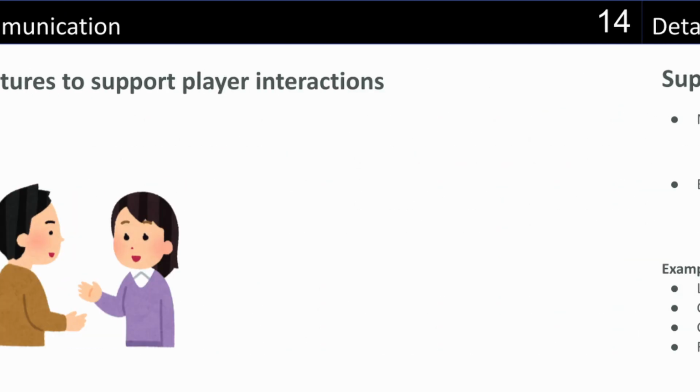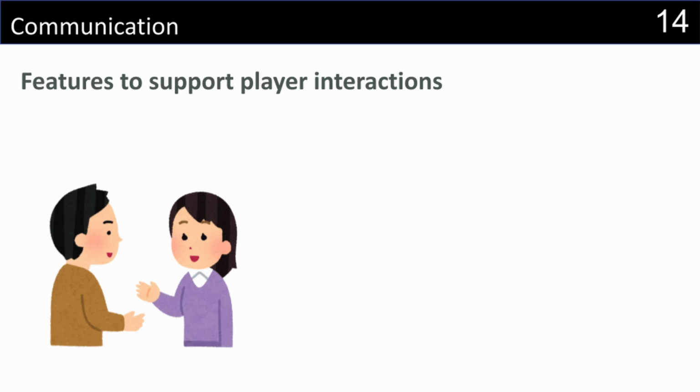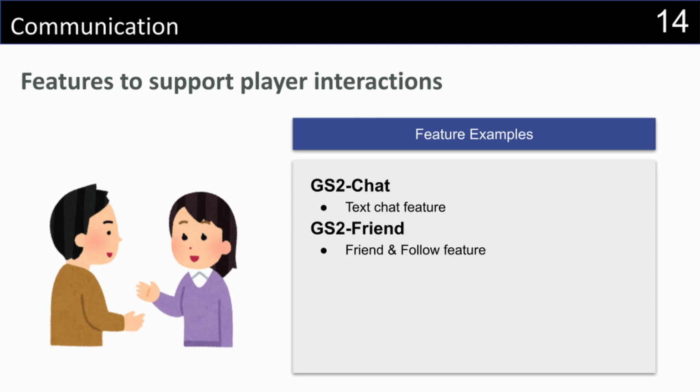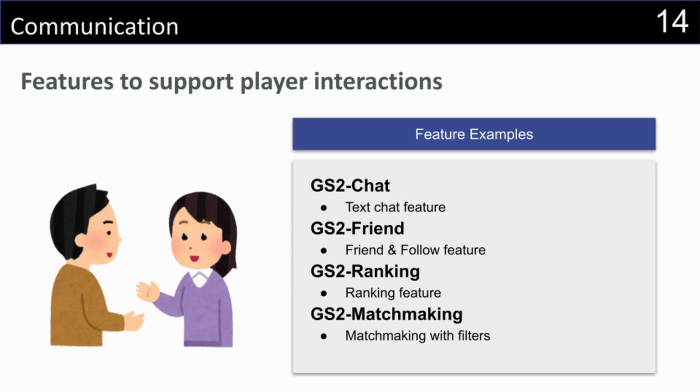Next, let's discuss an example of a communication feature that supports interaction between players. For communication functions, we have the GS2 Chat, which embeds a constantly connected text chat function within the game. With GS2 Friend, you can implement in-game friend management features and follow functions. GS2 Ranking allows for the creation of rankings, a competitive platform where players can vie with each other for game scores, clear times, and other performance metrics. GS2 Matchmaking enables players to find opponents based on various conditions. These features all contribute to fostering a lively and interactive community within your game.